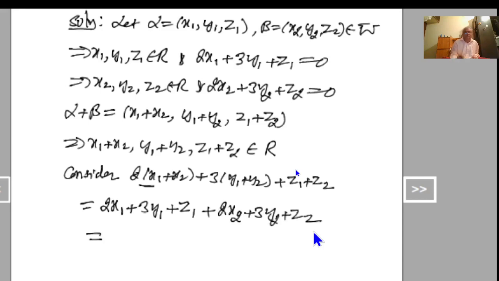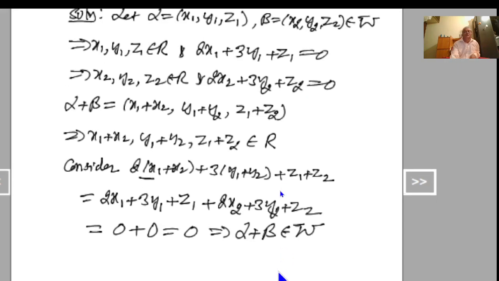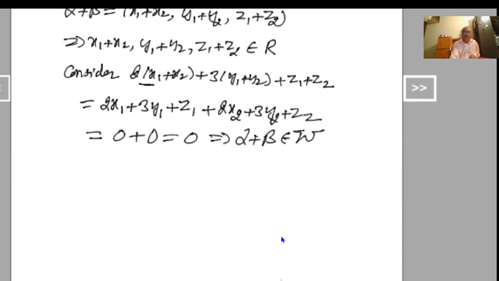This is equal to, what is 2x1 plus 3y1 plus z1? It is equal to 0. So this is 0 plus 2x2 plus 3y2 plus z2, which is also equal to 0. So this is equal to 0. So this implies alpha plus beta belongs to W. First condition is satisfied. Next I will go for the second condition.